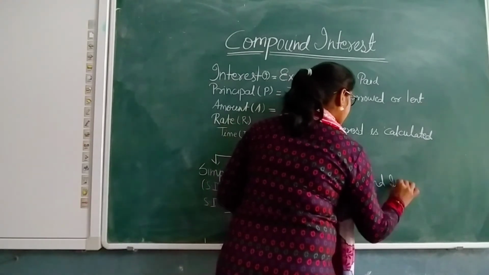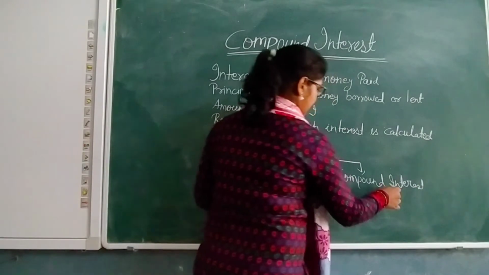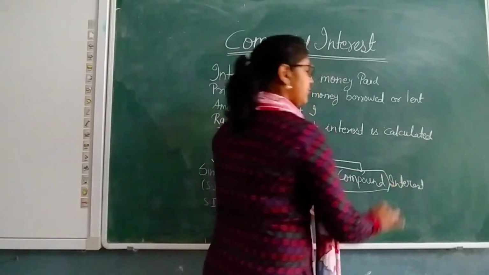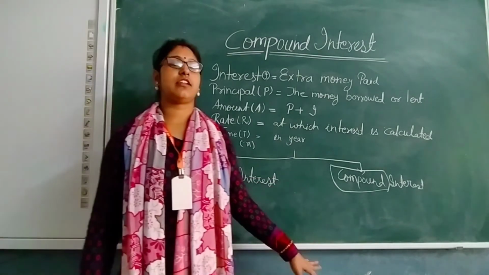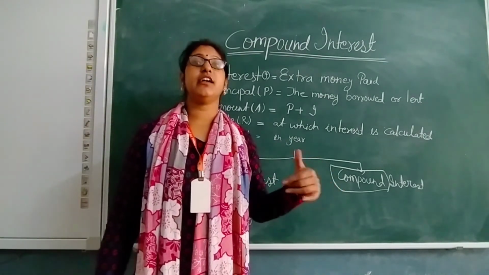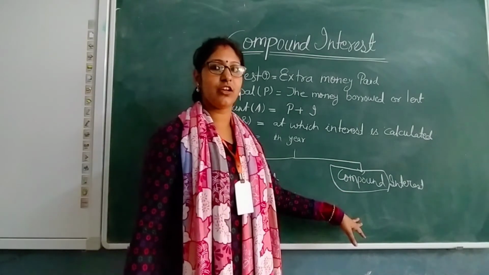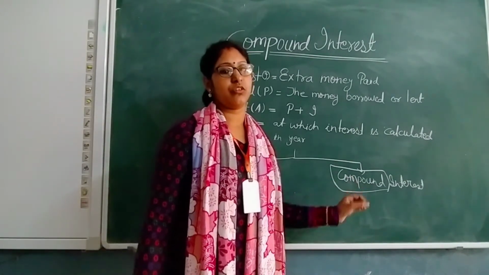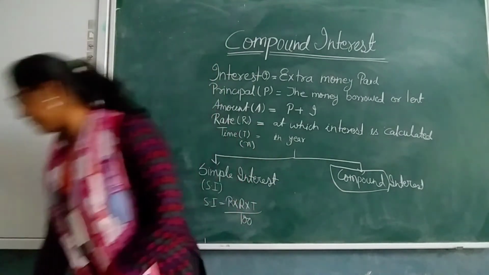Compound interest. The name compound means compound interest is quite lengthy. Compound interest is said to be interest on interest. It means we have to pay interest on interest also. To understand this, we consider one example.